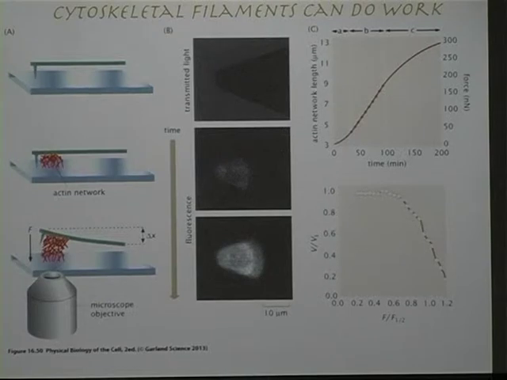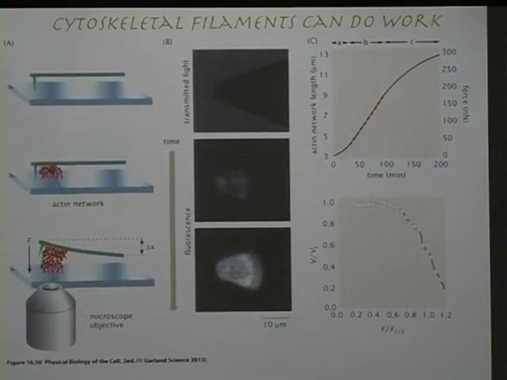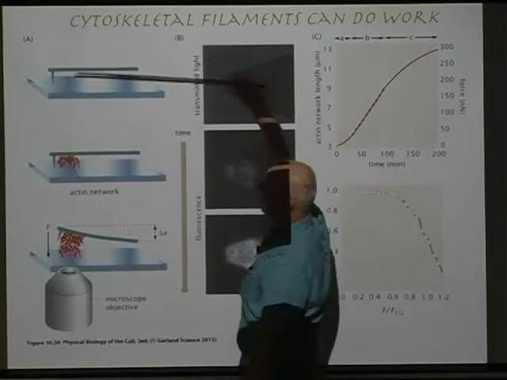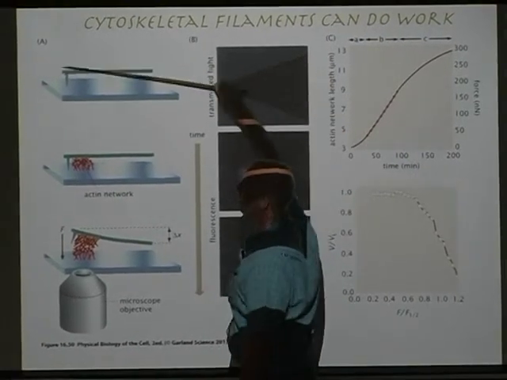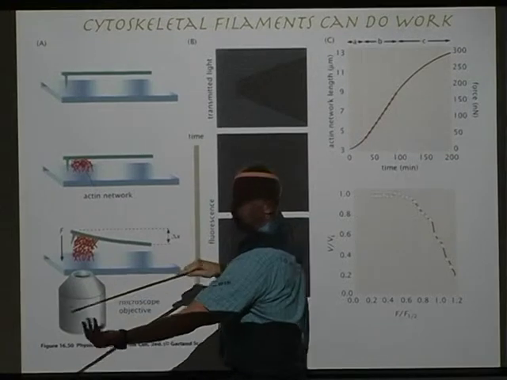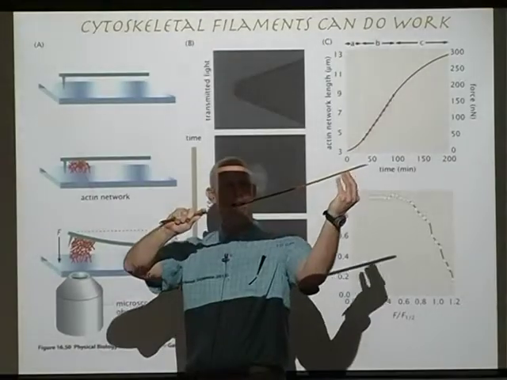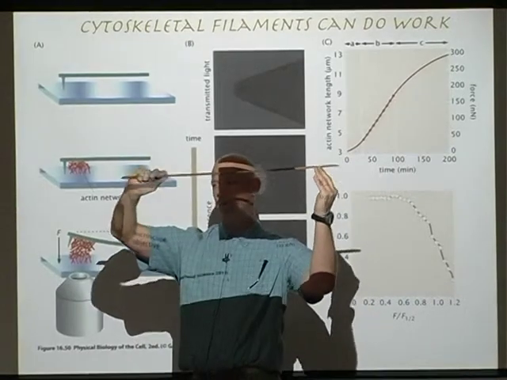And so my point here was just to show you that Dan Fletcher and Julie Theriot did another really beautiful experiment where you take a cantilever, this is like 20 microns long, and underneath that an actin network is polymerizing. As it polymerizes, it does this. It pushes up the cantilever.